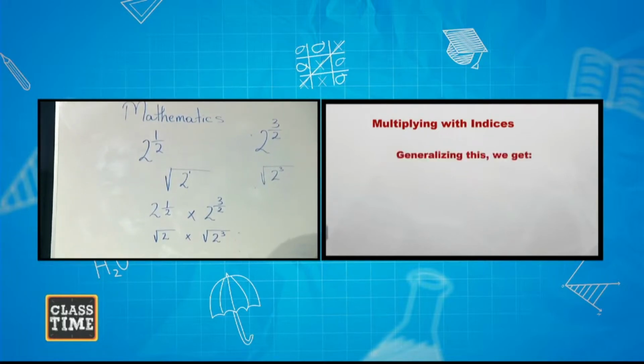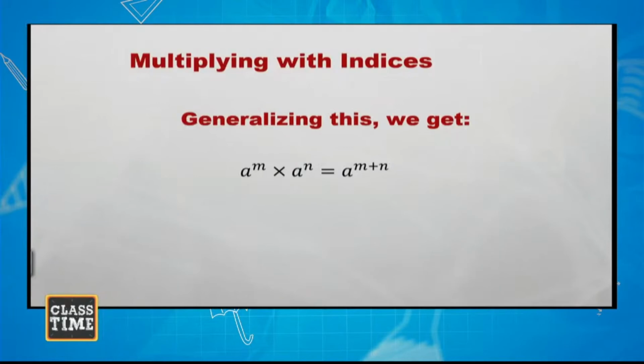So let's go on now. Just to recap what we just looked at: when we're multiplying indices, terms with the same base, A being our base here, we just go ahead and add the powers.